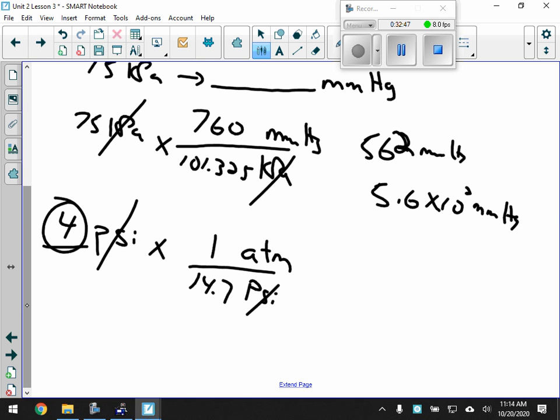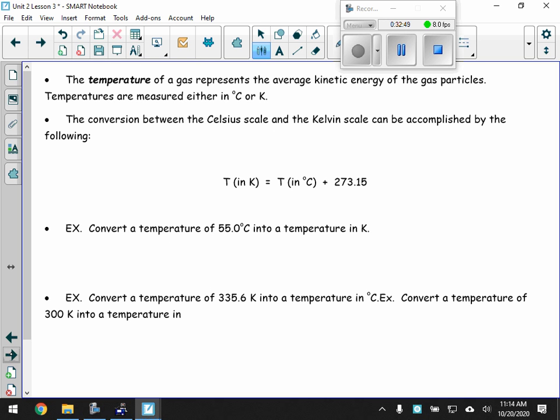All right? Next thing we're going to talk about is temperature. Now, we're going to talk more about this coming up, but the temperature of a gas represents the average kinetic energy of the gas particles. It can be measured in Celsius or Kelvin. Have you guys heard of the Kelvin scale before? Anyone? Yes? Okay. So we talk about Celsius or Kelvin. Now, Celsius, of course, is Celsius. What is the Kelvin scale?